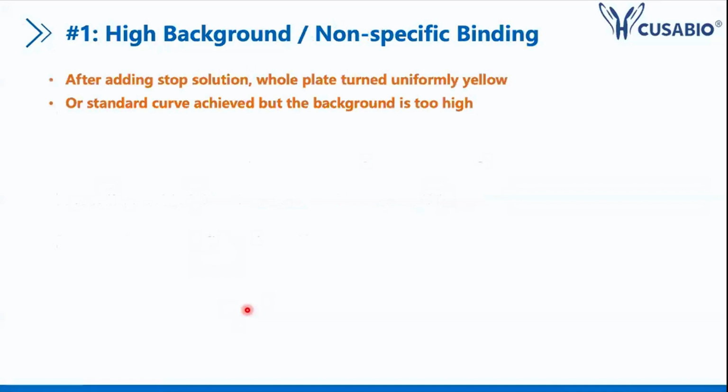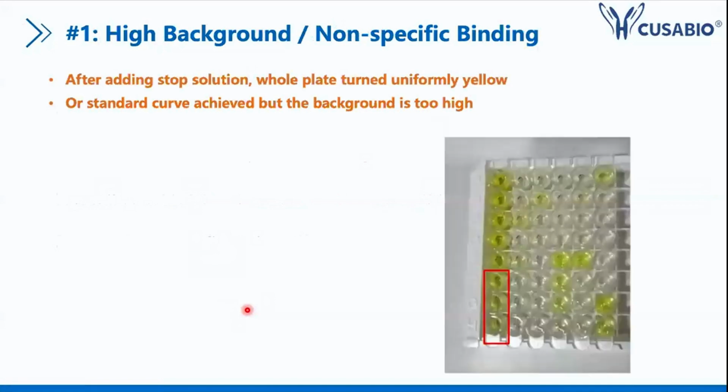So let's start with problem 1. As you see here, I have a figure from a real experiment. You can tell the color of the standards. The first line is the color development from the standard. You see all yellow was observed across the plate. Even with the low concentration group, we expect to see a clear color because they are at low concentration, but actually they are not. They are just all yellow.